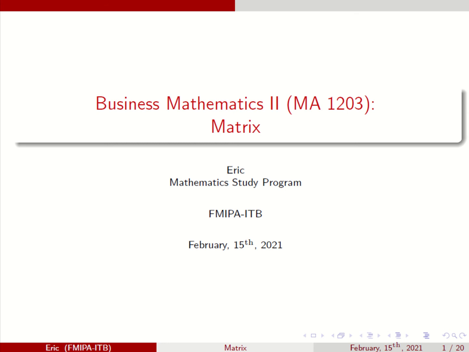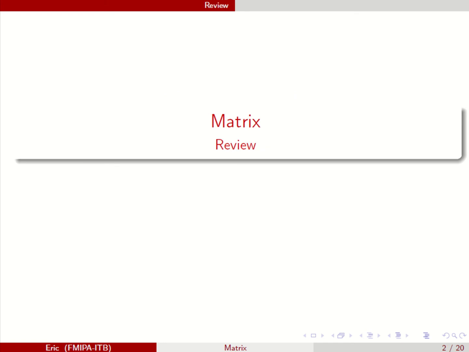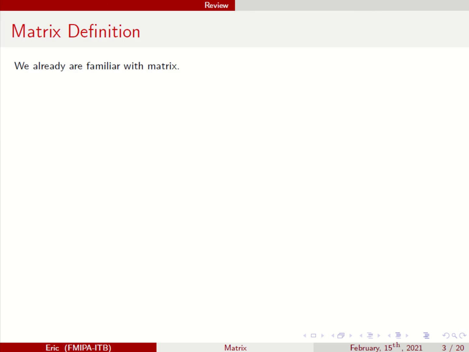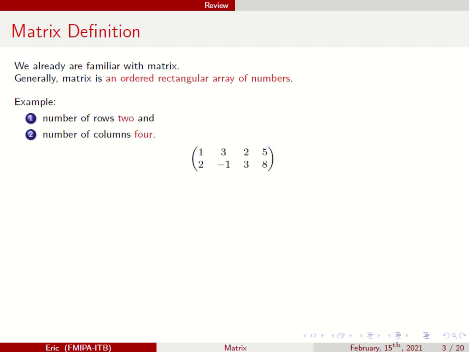So for this occasion, we will learn about what is meant by matrix and its operation. Let's start. First, we are going to review what a matrix is and some of its operations. We are already familiar with matrix. Generally, a matrix is an ordered rectangular array of numbers, such as this.